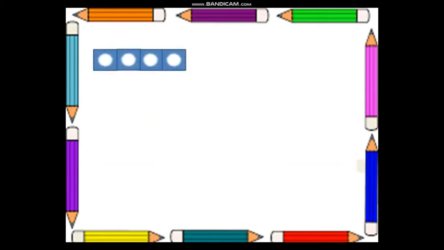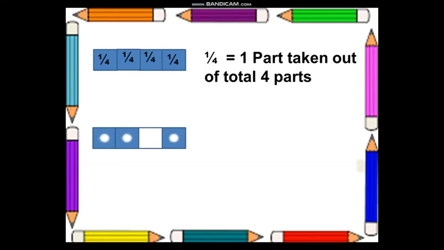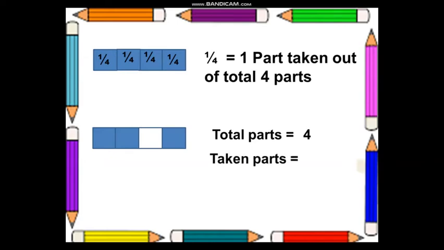One more example. You already know each part is 1/4, which means one part taken out of total 4 parts. Now in the next fraction you will see the total parts are 4, but we are taking only 3 parts. So here the fraction will become 3/4.